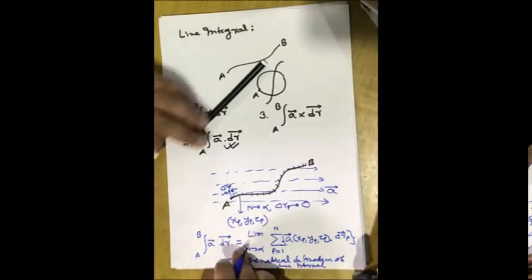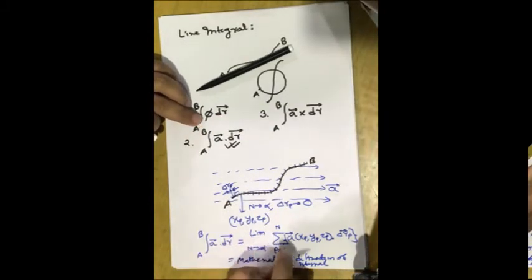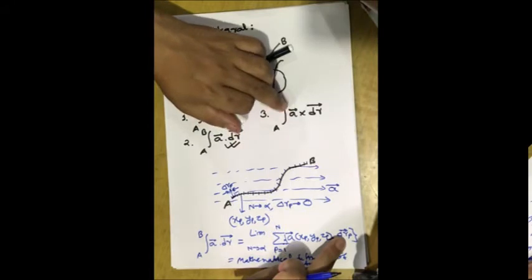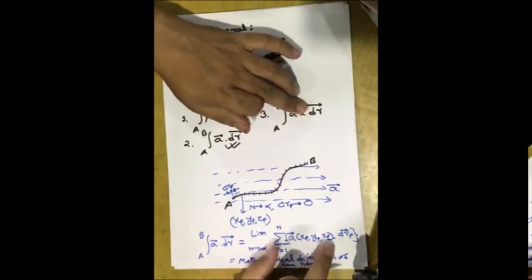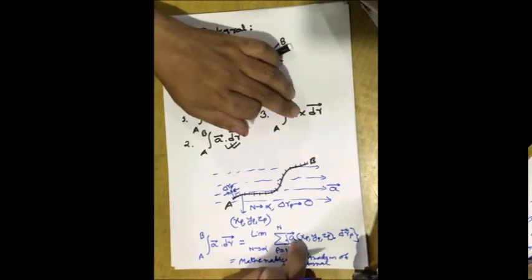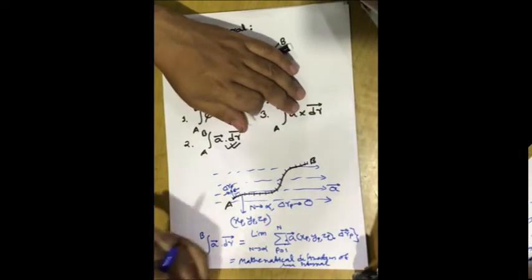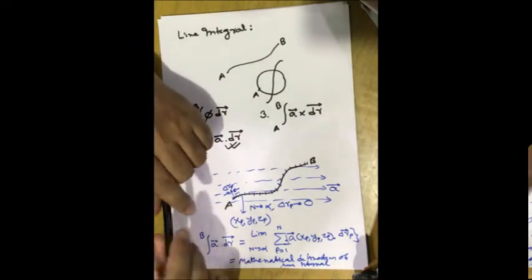Similarly, we can define the other products also. For example, A to B phi dr: we have to find the value of the scalar field at each point xp, yp, and zp, and do the ordinary product of phi at xp, yp, zp with delta rp. That will give us the value of the line integration for this scalar field. Similarly, for the line integration A cross dr, we apply a similar technique, but now the dot product is replaced by the cross product between the value of the vector field at each point xp, yp, zp and delta rp. In this fashion, we can define the line integral of various scalar and vector fields. So this is the mathematical treatment of line integral.